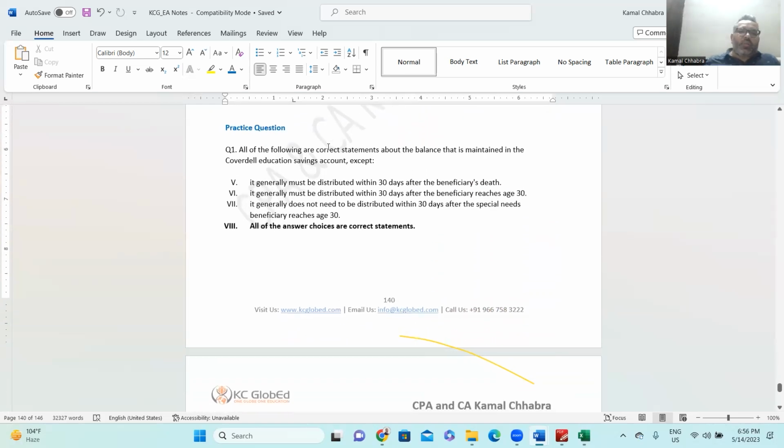Coming to the practice question: all of the following are correct statements about the balances maintained in the Coverdell Education Savings Account except. That means which option is not correct? First one: it generally must be distributed within 30 days after the beneficiary's death. It generally must be distributed within 30 days after the beneficiary reaches the age of 30. It generally does not need to be distributed within 30 days after the special needs beneficiary reaches 30.